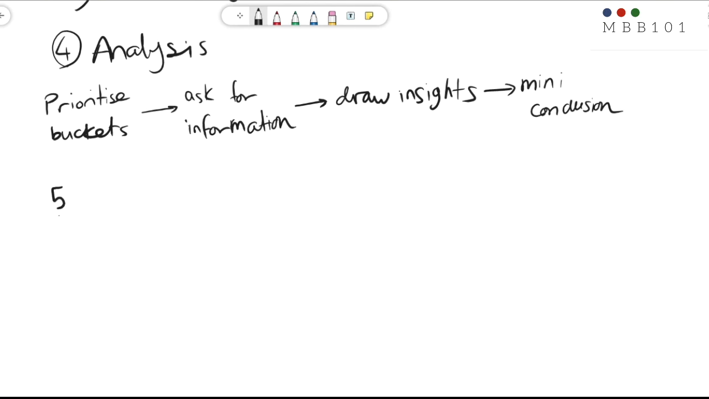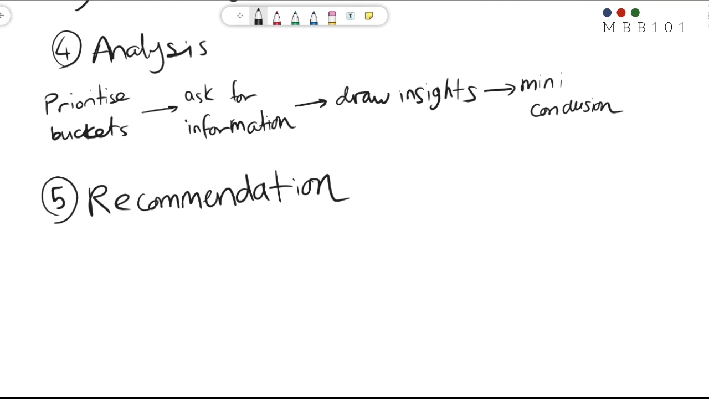Then the last step of the case process is the recommendation. So once you've analyzed all of your main buckets or analyzed enough of those buckets to answer the original question, the interviewer will normally just say, okay, could you please prepare your recommendation, or something along those lines. And that's basically just you adding up all of the information that you've uncovered and all the insights you've derived from that information. The recommendation will be based on the original problem and objective, and it should also be communicated in a structured way, just like everything else that you've done.